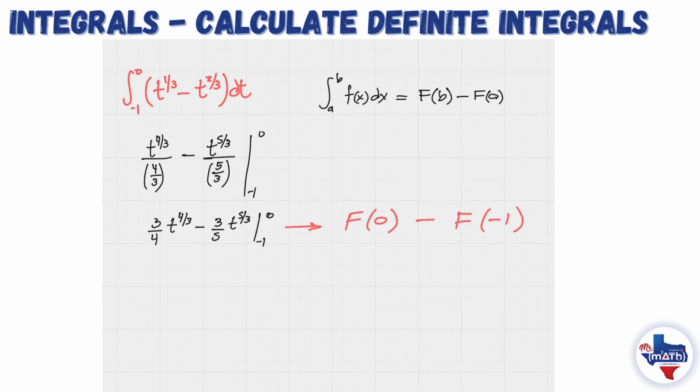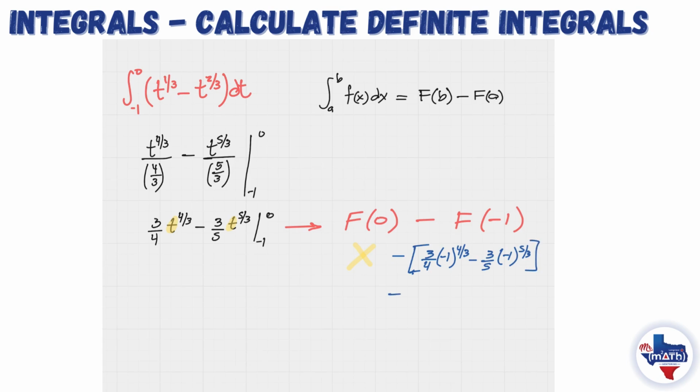Okay, so the function evaluated on 0, as you can see, once again, there's a t and there's a t, so that 0 is going to make this just 0. Then the only thing that we need to calculate is negative f of -1, which will be what? 3/4 times -1 to the 4/3 minus 3/5 times -1 to the 5/3.